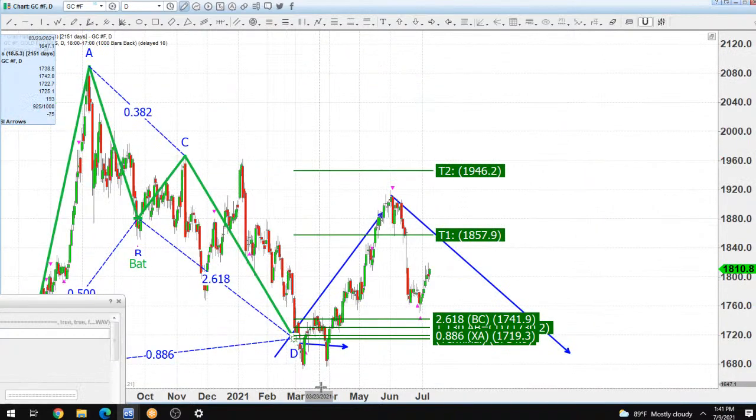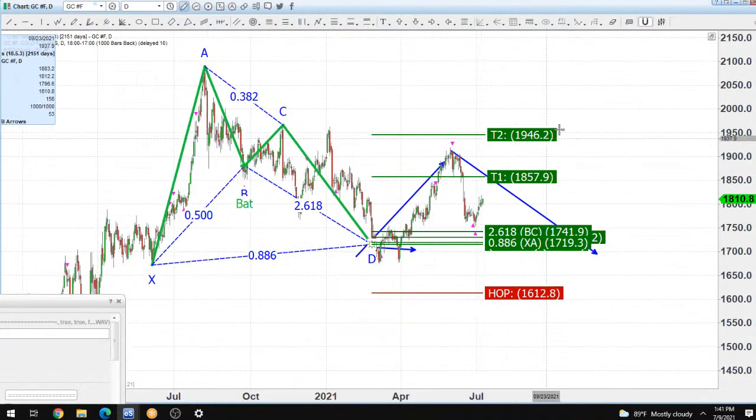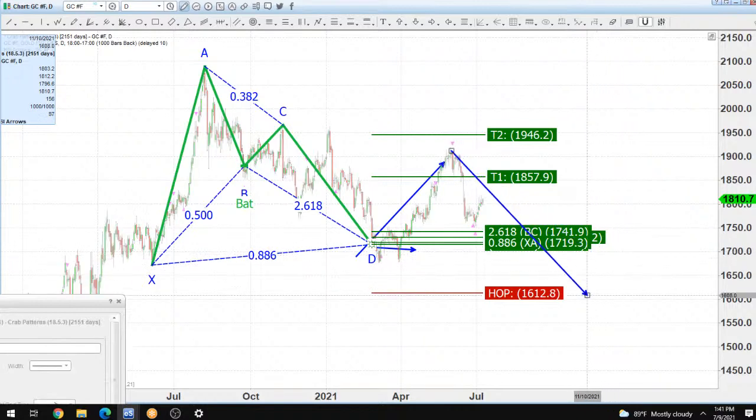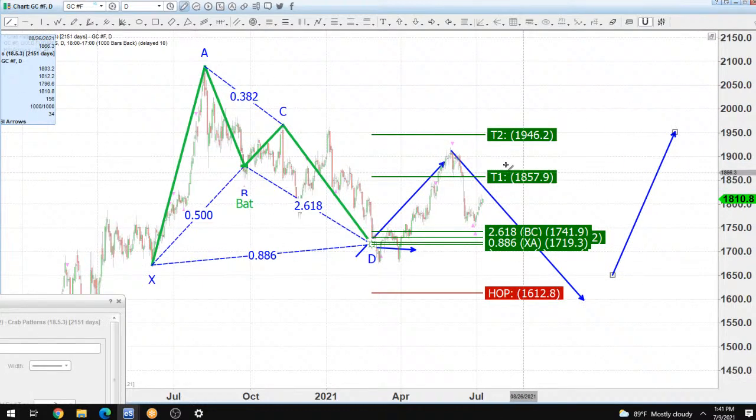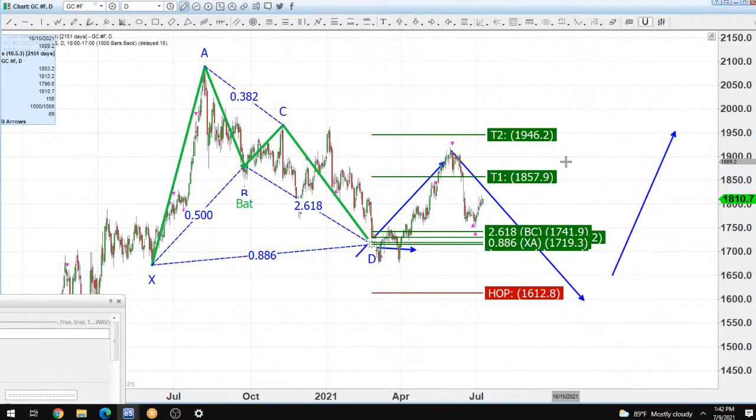So look at that from within the 1-2 framework. Yes, that could go as low as the hop. I've said that all along. I think we need to look at 1720 or under 1720 first. And then the big move in gold would come off of a type 2 launch. So we're in the midst of a type 2 return, which is what we discussed last week. Now we'll see how long it'll take to get back for the full retest.